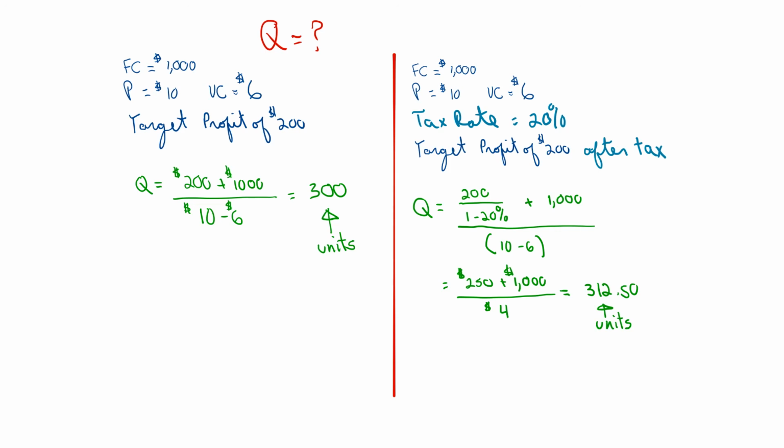taxes. If the tax rate is equal to 20%, then we have to make an adjustment. And the adjustment is we take the after-tax profit, divide by 1 minus the tax rate, but otherwise everything is the same. So now we get $250 plus 1,000 divided by the contribution margin equal to 4, and it turns out that we need 312.5 units, so we could round that to 313 units.